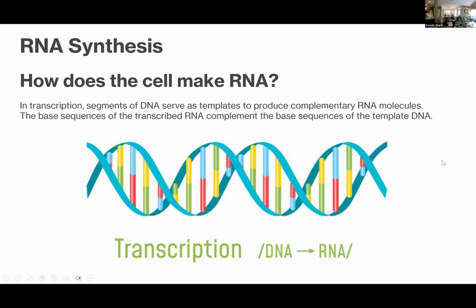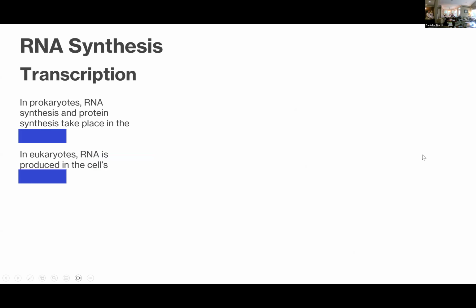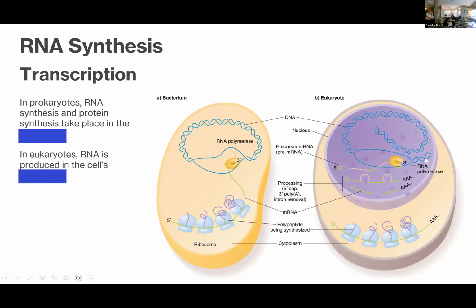And transcription, think about a scribe as someone who writes or codes, right? Transcription is the process of taking DNA, turning it into RNA. So RNA synthesis, transcription. In prokaryotes, RNA synthesis and protein synthesis take place where, Eunice? Cytoplasm. Why?